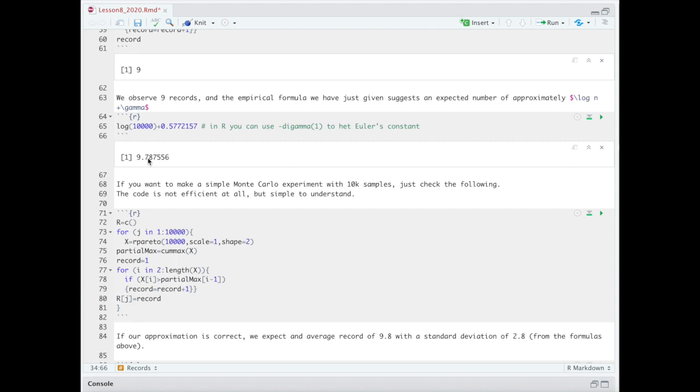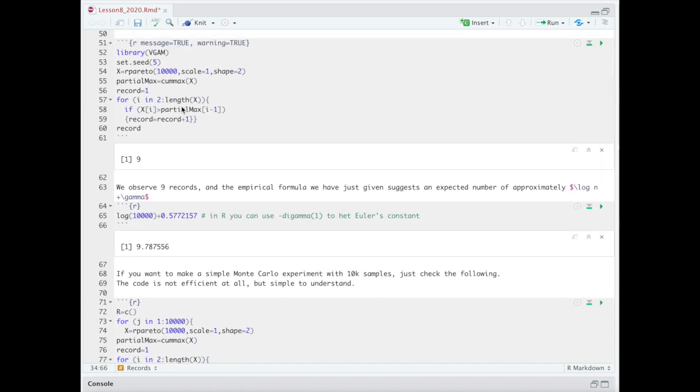Now, 9 and 9.78 are rather close. But one could ask himself or herself if this is just a matter of chance, because obviously we are just generating one sample of 10,000 observations.